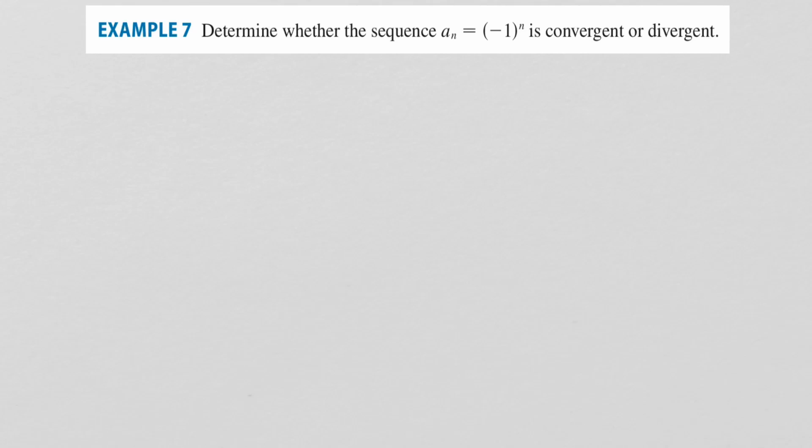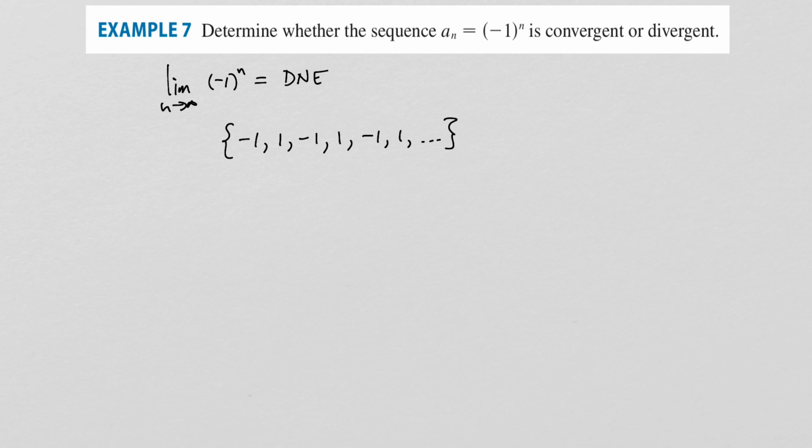Next, determine whether the sequence a_n equals -1 to the n is convergent or divergent. So you could take the limit as n goes to infinity of -1 to the n. But if you think about it, this limit does not exist because the terms of the sequence are going to be -1, +1, -1, +1, etc. And you can see clearly as you progress in this sequence, these numbers are not getting close to any one number. It just oscillates back and forth between -1 and +1.